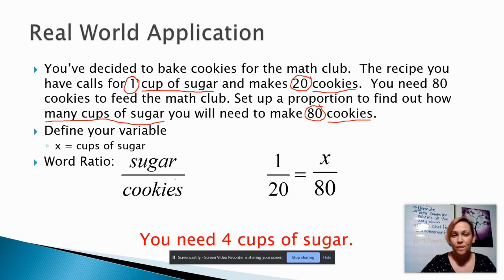Okay. So define your variable, make a word ratio so that you're staying consistent, set up and solve a proportion, and then your final answer is a sentence. Okay. Let's do one more of these together just to make sure we fully understand, and then we'll be done with this whole unit.